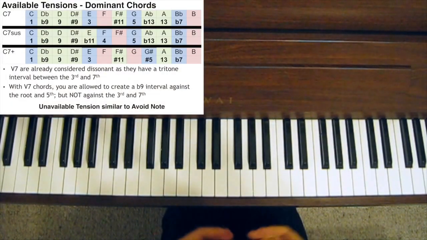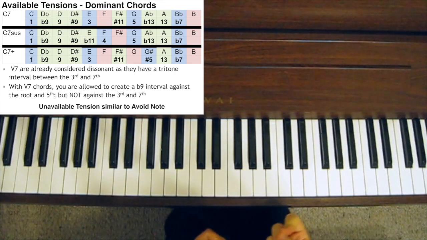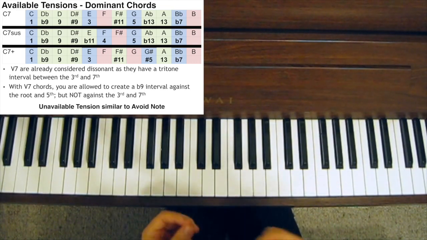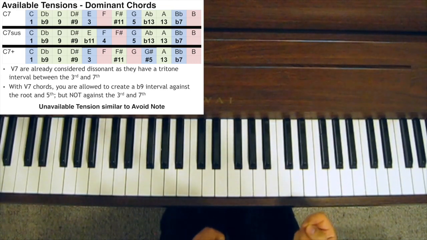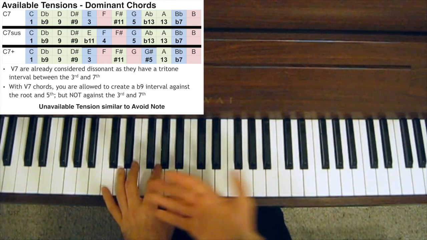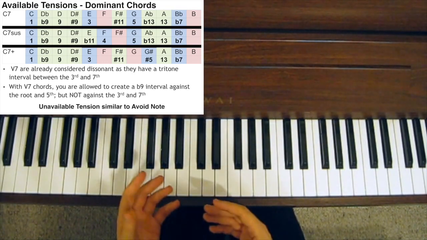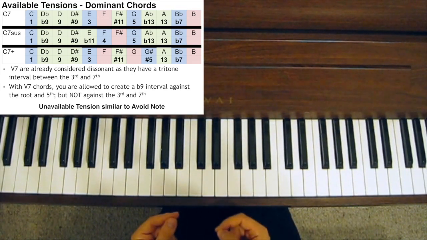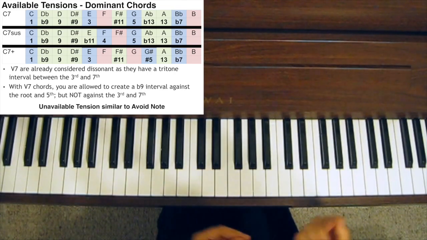And so this concept of available and unavailable tensions is actually quite similar to the concept of avoid notes, which I have a separate video on. And in a sense, avoid notes are unavailable tensions, just in a different context. Both create an unacceptable dissonance or clash with one of the chord tones. But avoid notes are in the context of scales, whereas unavailable tensions are in the context of chords.